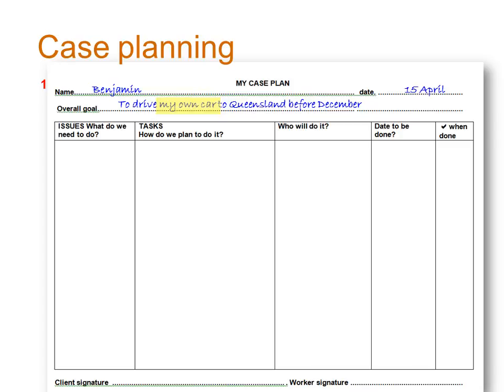The other reason I like an overall goal is because it gives you something to aim for. Here's what we're aiming for. We're not aiming for Benjamin's total independence. We're not aiming for Benjamin to have a PhD or for Benjamin to have a job.